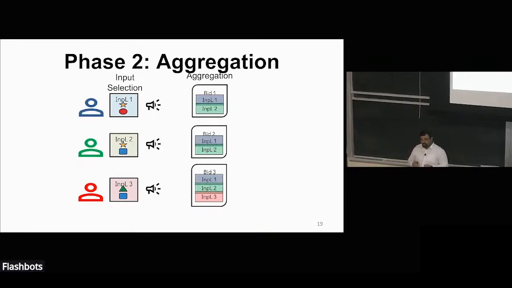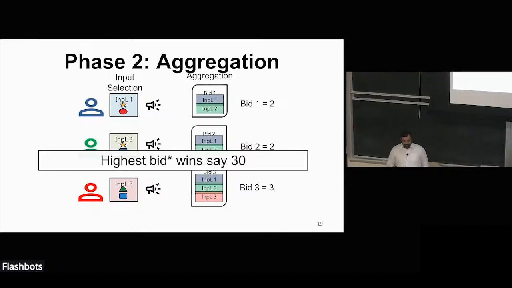Moving on to the next phase, we have the aggregation phase, in which after the parties have selected their inputs, they'll broadcast that for the aggregation phase. And each party will compute a bid, which is, as I explained earlier, the list of inputs that it has received. The bid value, in fact, would be the number of lists that it receives and has computed in its bid.